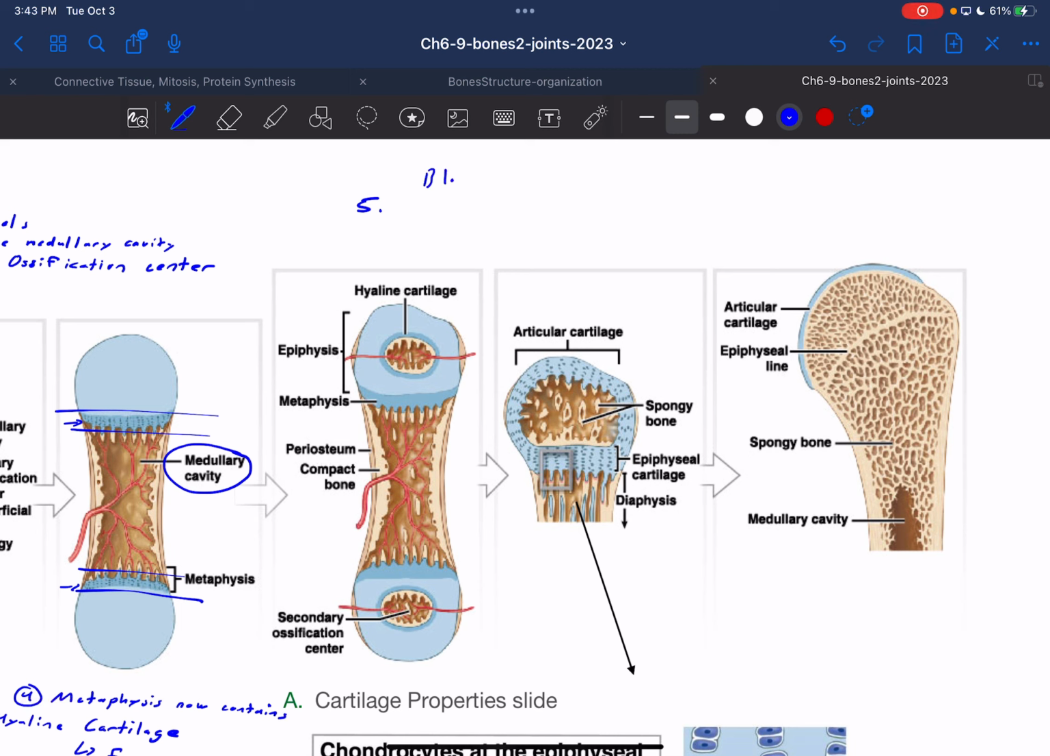Blood vessels innervate, but instead of innervating the medullary cavity, what do we innervate? The epiphyses. Very nice. And I'm going to put both, that way you remember both. We call that the secondary ossification center.